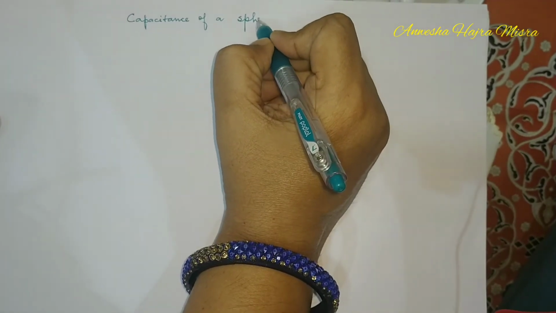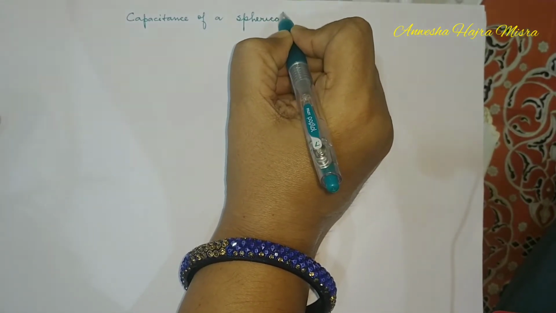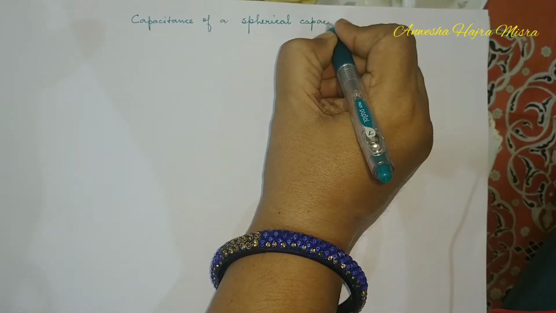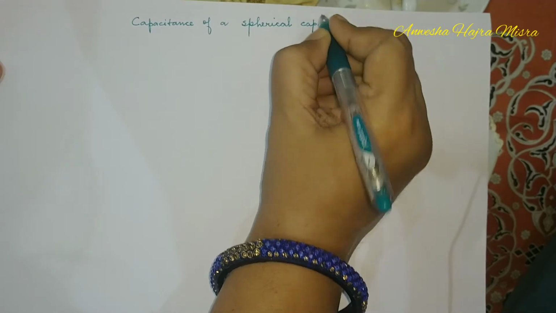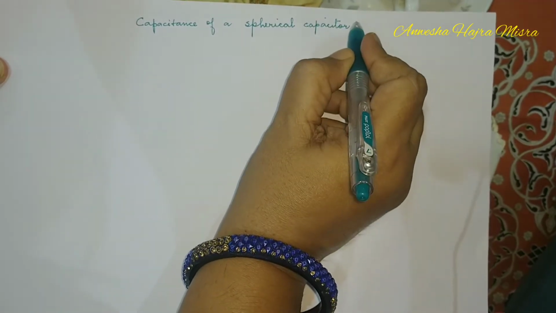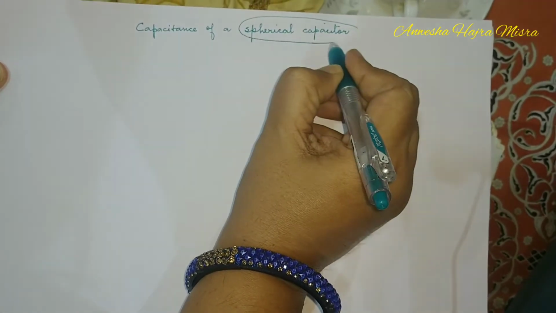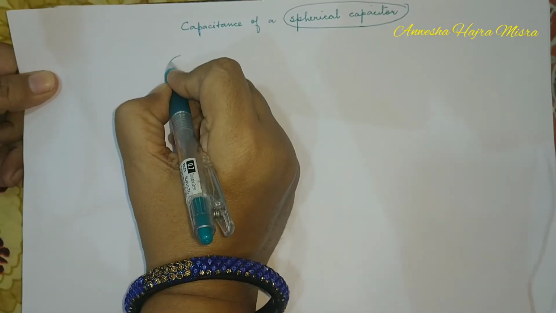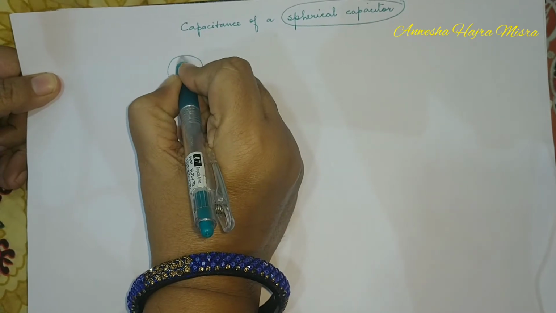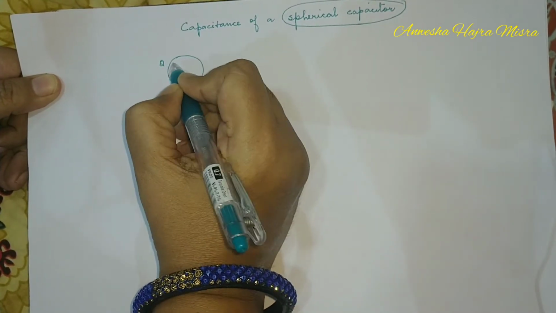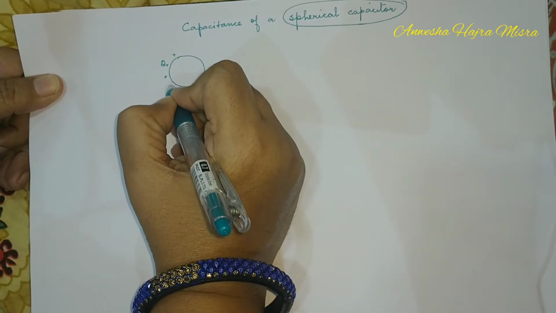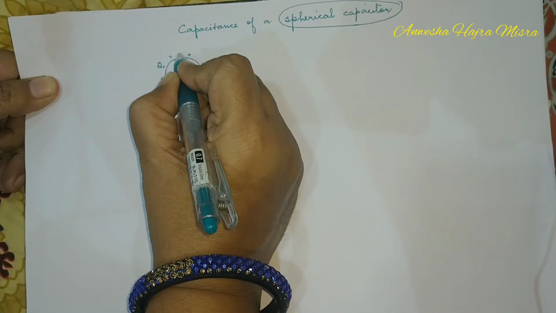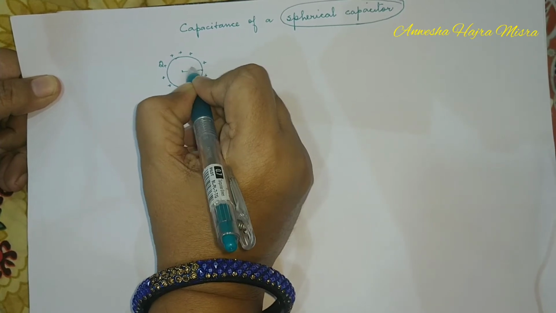Capacitance of a spherical capacitor. Now, what is a spherical capacitor first? I told you, say you have a body and I have given it a charge q. Say the radius of this body is a.